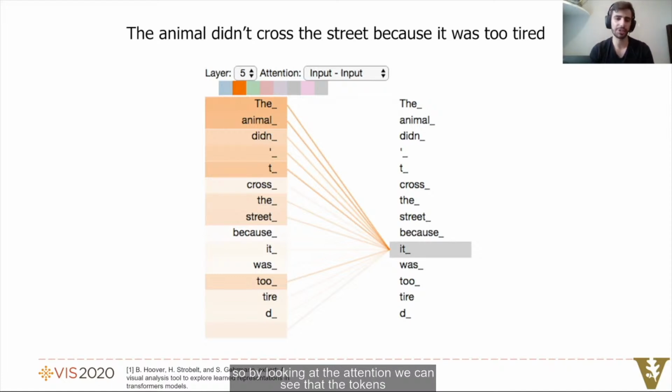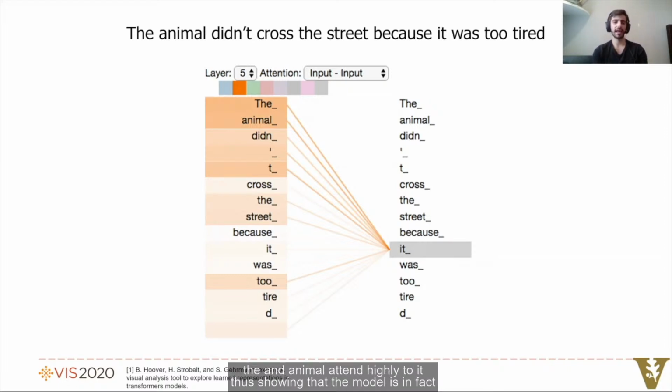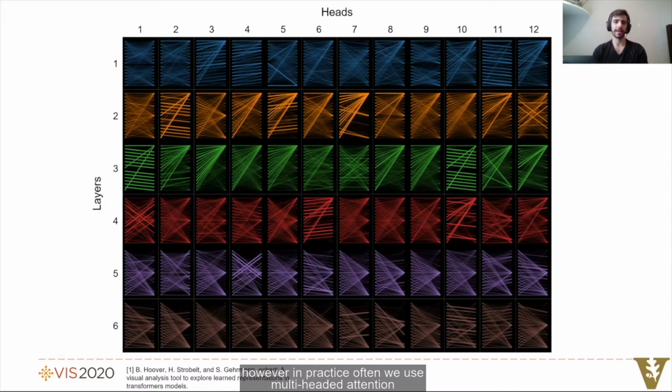So by looking at the attention, we can see that the tokens the and animal attend highly to it, thus showing that the model is in fact capturing the context. It also shows that at the next layer, the embedding of it will be highly influenced by the embedding of both the words the and animal. This is for a single attention head. However, in practice, often we use multi-headed attention. In this, we pass the input through multiple attention heads in parallel to capture a broader range of relationships between words. BERT has 12 layers and 12 heads, so we generate a total of 144 separate self-attention mechanisms, producing a wide array of attention patterns as shown below.